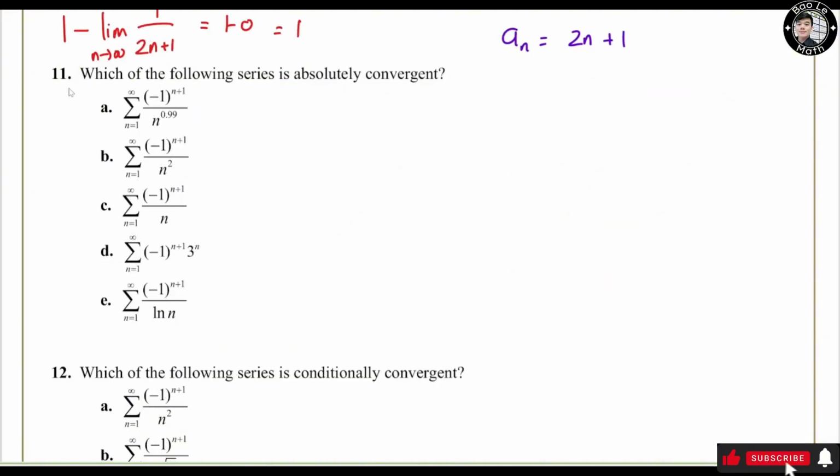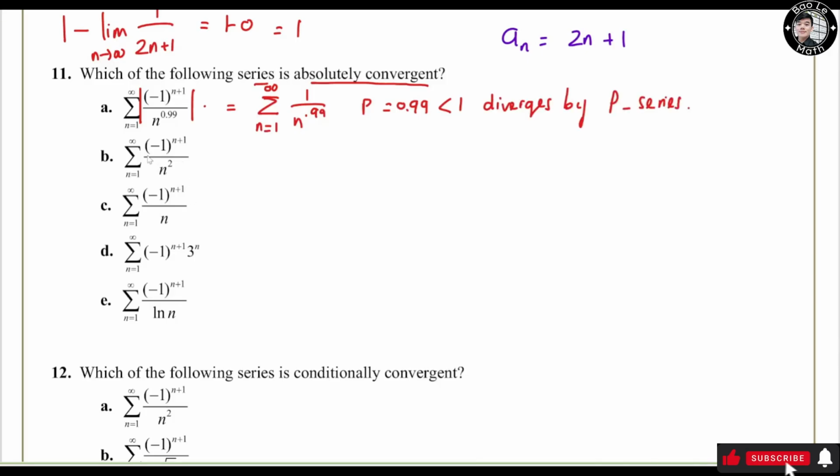Now let's move on to question 11. Which of the following series is absolutely convergent? So we're going to take the absolute value of each one. We have the absolute value of this one, and it turns out to be the series 1 over n raised to the 0.99 when n goes from 1 to infinity. This is actually the p series where p equals 0.99 less than 1, so the series diverges.